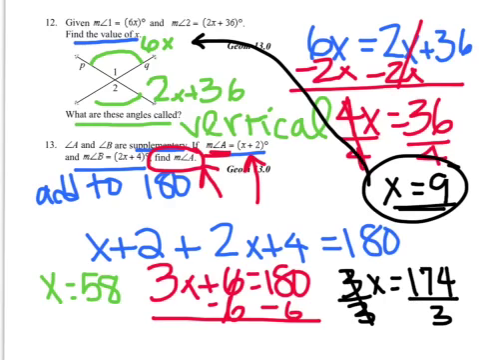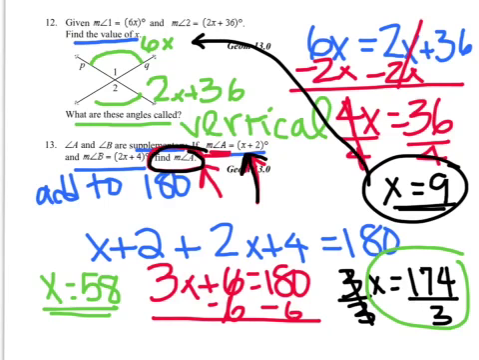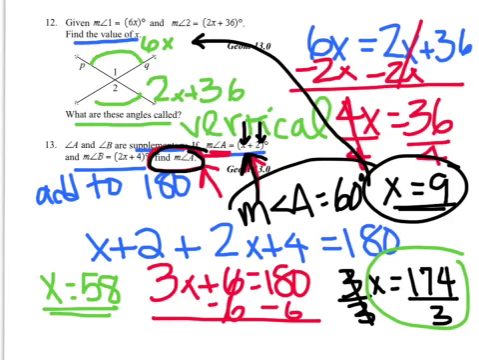If you solved correctly and you divided this, you should get that x is 58. The only problem is they want us to actually find the measure of angle A. So you have to substitute it back in. So the final answer, measure of angle A, is 58 plus 2. So the final answer is 60 degrees.